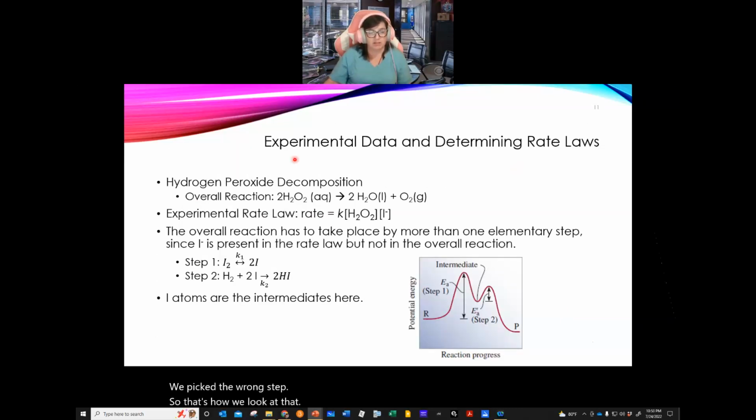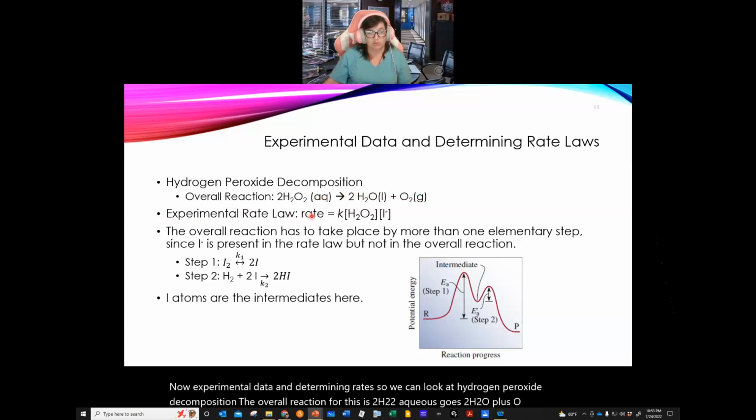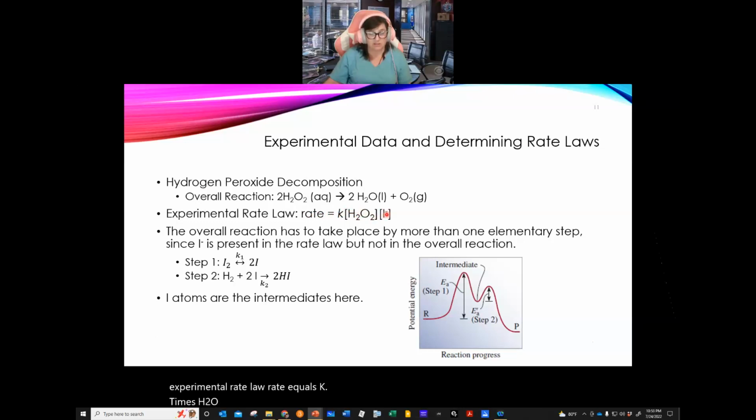Now, experimental data and determining rates. So we can look at hydrogen peroxide decomposition. The overall reaction for this is 2H2O2 aqueous goes to 2H2O plus O2. The experimental rate law: rate equals k times [H2O2] times [I-]. I minus? What the heck? I minus is not in this overall reaction.